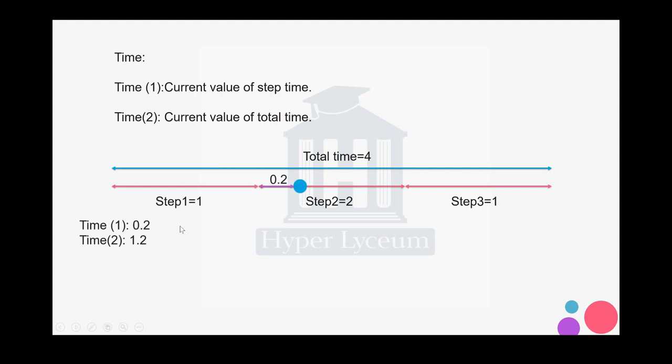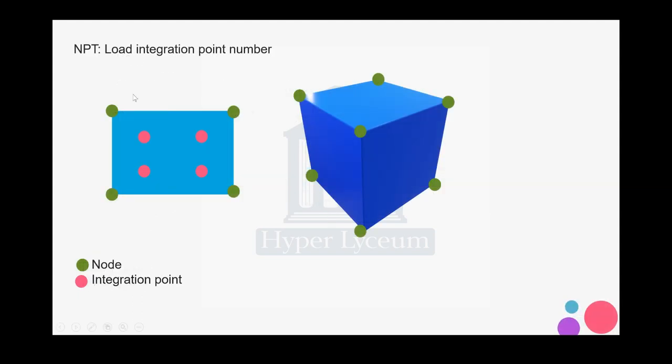For example, at this point, TIME(1) is 0.2 because it is at this location of step 2, but for TIME(2), because it should consider the whole thing, it is 1 plus 0.2, which is 1.2. I'm going to skip this; I already explained it before. NPT is a load integration point, as I explained before. These are the integration points in elements, and each one has a number: 1, 2, 3, 4. If you want to learn more about it, you need to watch our other video about how Abaqus works.